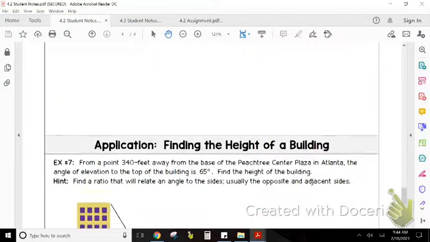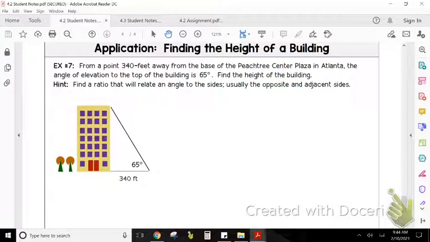And then the last one here. It says, from a point 340 feet away from the base of the Peachtree Center Plaza in Atlanta, the angle of elevation to the top of the building is 65 degrees. Find the height of the building. It says, hint, find a ratio that will relate an angle to the sides, and it's usually the opposite and adjacent sides. All right, but it's not always, okay? But it's usually opposite and adjacent, so we're usually talking about tangent.